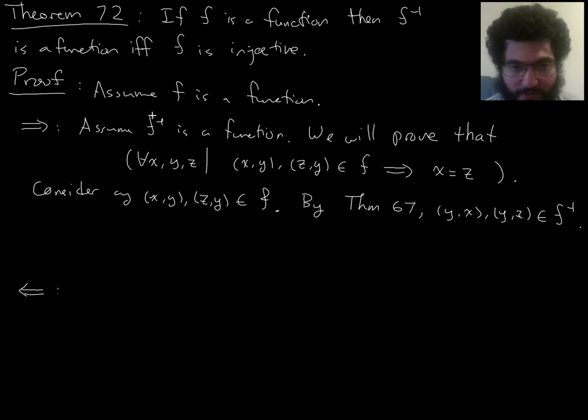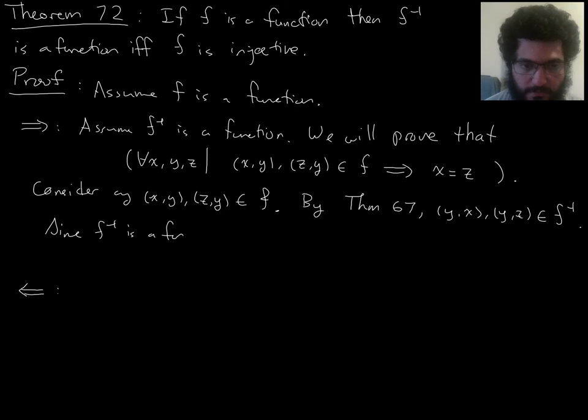Now, I know f reverse is a function. That's why I flipped these around, because I want to use that fact. And here's two pairs in f reverse with the same first position. Since f reverse is a function, the second positions must match. So we must have x equals z. And that's it, right? Yes, we needed to prove x equals z, and we did. Okay, now for the other direction, assume f is injective.